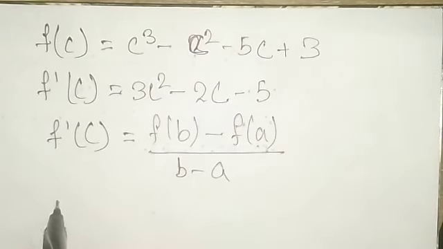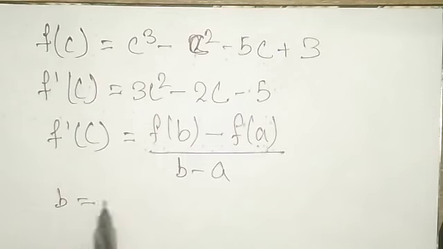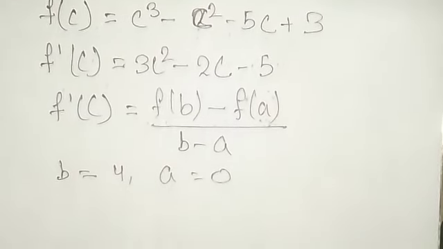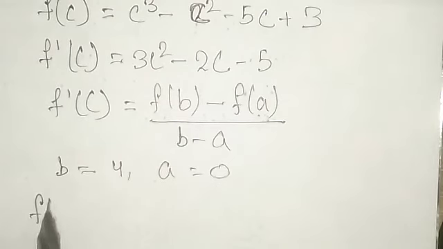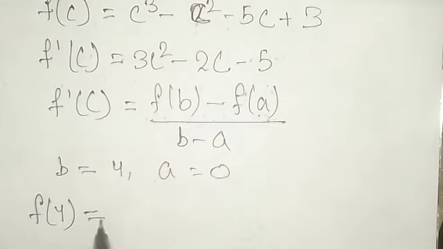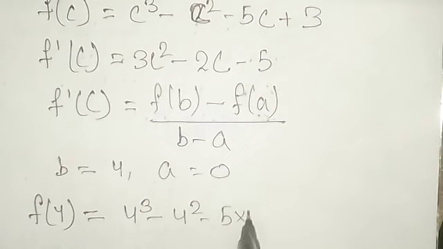So b is equal to 4 and a is equal to 0, right? It is given, the values 0 comma 4 in that particular question. So f of b means what? f of 4 we have to find. So f of 4 means f of x, which is 4 cube minus 4 square minus 5 into 4 plus 3. Is it or not? Right.